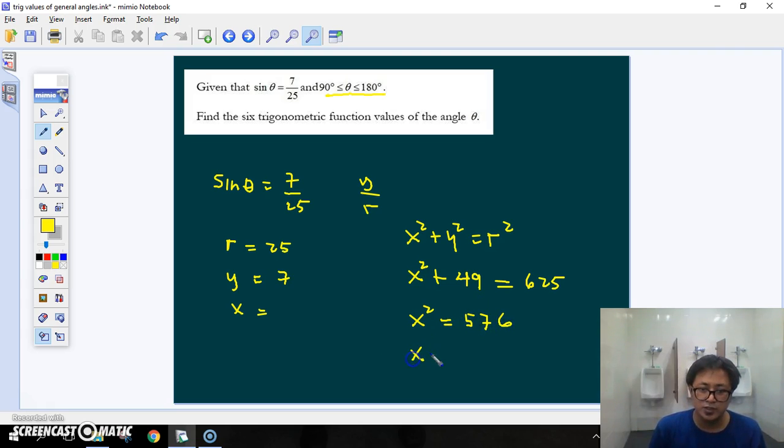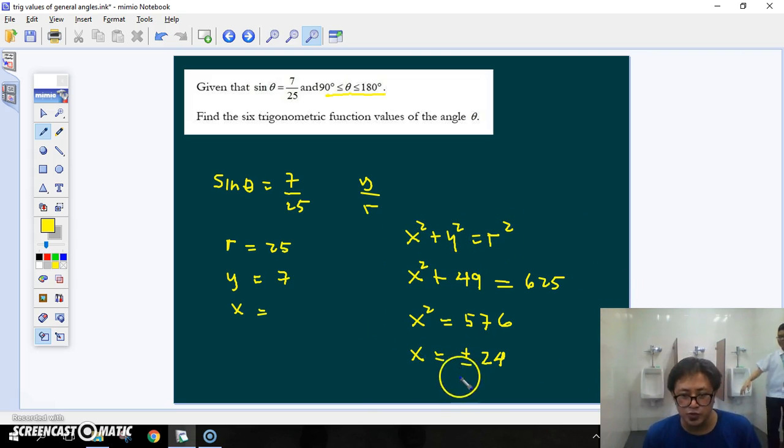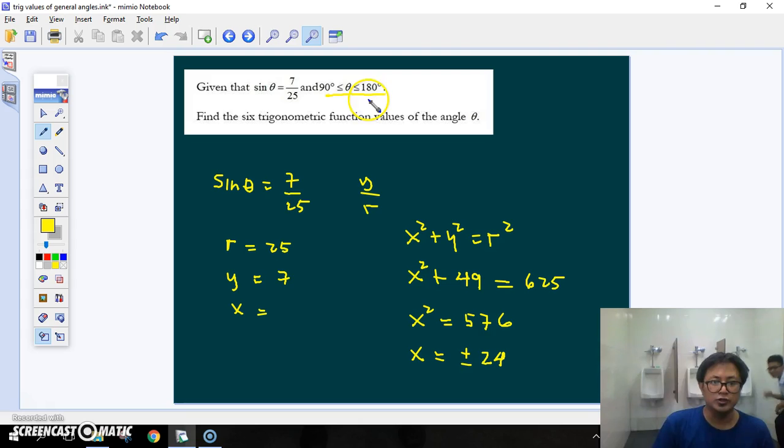576. So when you get the square root of this, extracting both, x is equal to positive and negative 24. Now, it helps if you know the triples. You know it's the 7, 25, 24 triple, so you won't have to go through this process. So anyway, we have to choose whether to use the positive or the negative x. Now comes the condition into play. Theta is greater than or equal to 90, less than or equal to 180.